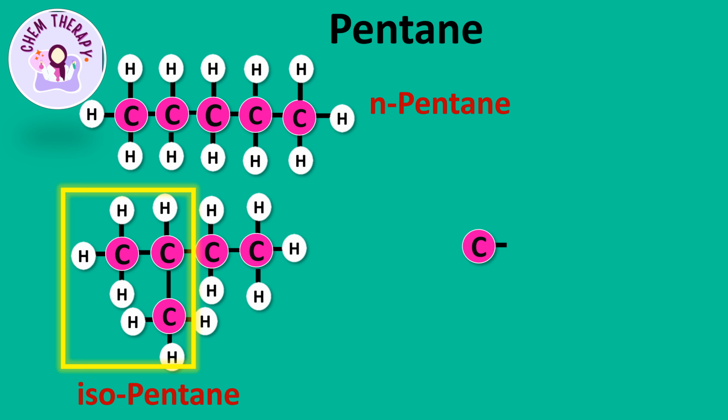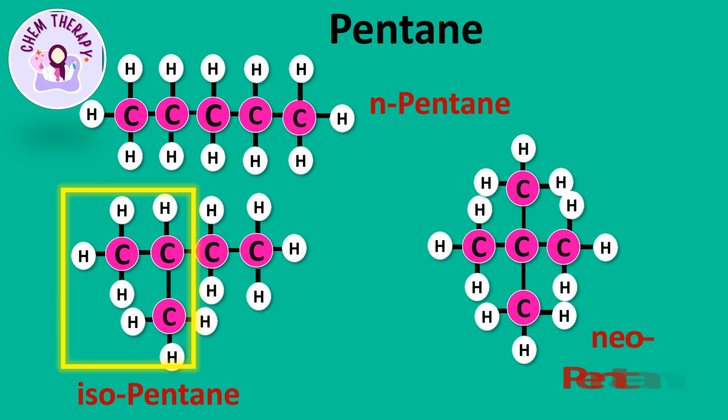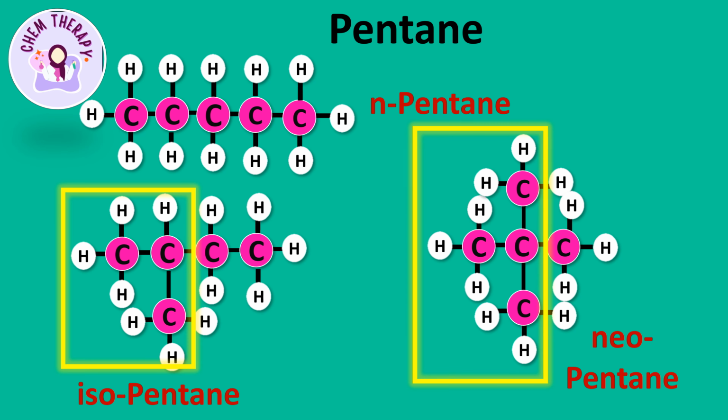And the very last possibility is to attach 3 carbons in a straight chain, while 2 carbon atoms as branch. There is only one possible position where 2 carbons can be attached as branch, that is the central carbon. Now, attach hydrogens to complete each carbon's 4 bonds. The isomer is named neopentane. The term neo is used when 2 CH3 groups are attached at carbon number 2.